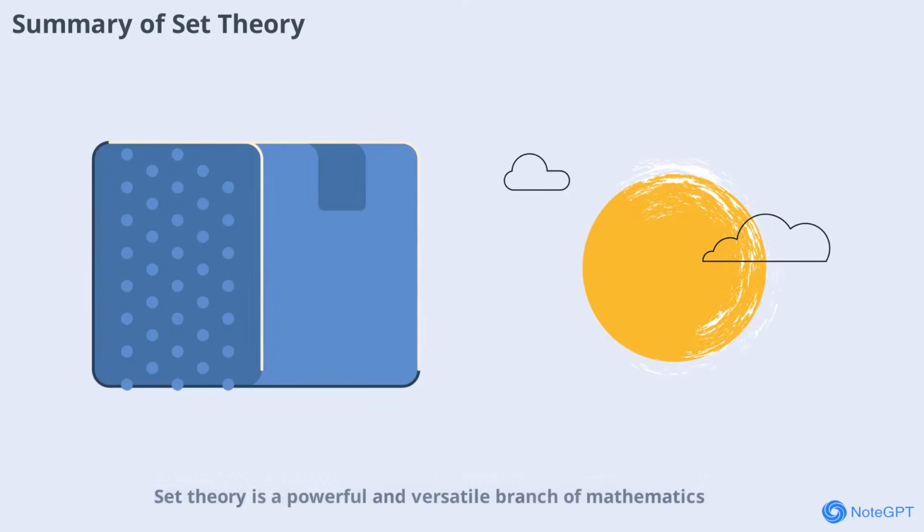Set theory is a powerful and versatile branch of mathematics. It provides the language and tools for organizing, comparing, and analyzing collections of objects. From basic definitions to advanced concepts, set theory underpins much of modern mathematics and has countless applications in science, technology, and everyday life.